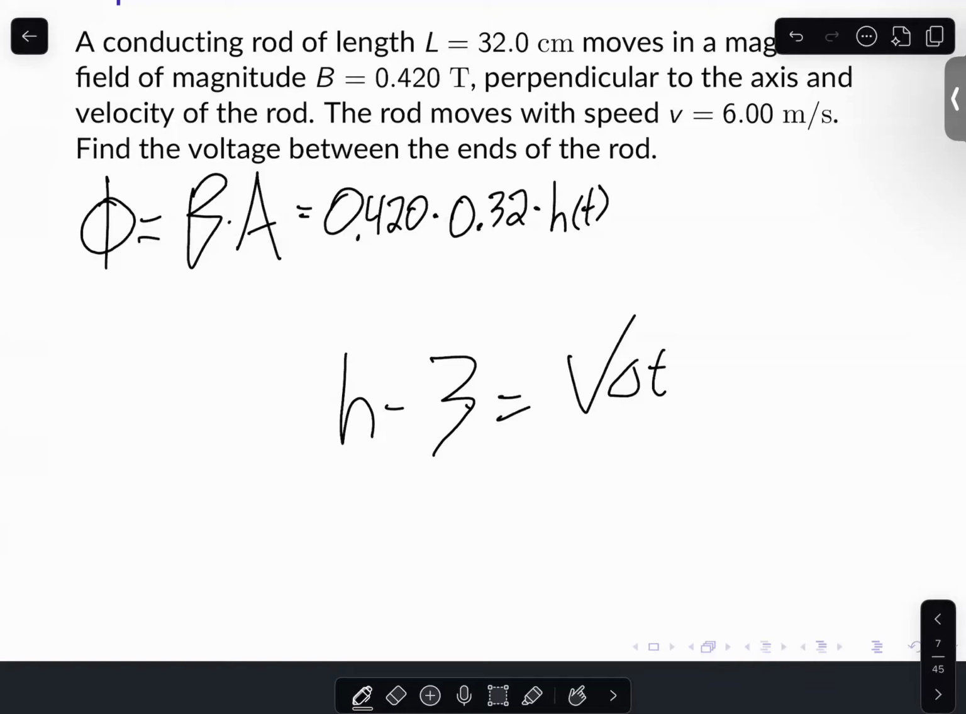Okay, I solved this equation for h as follows. I add 3 to both sides. My final equation is h equals 3 plus, oh, what's v?